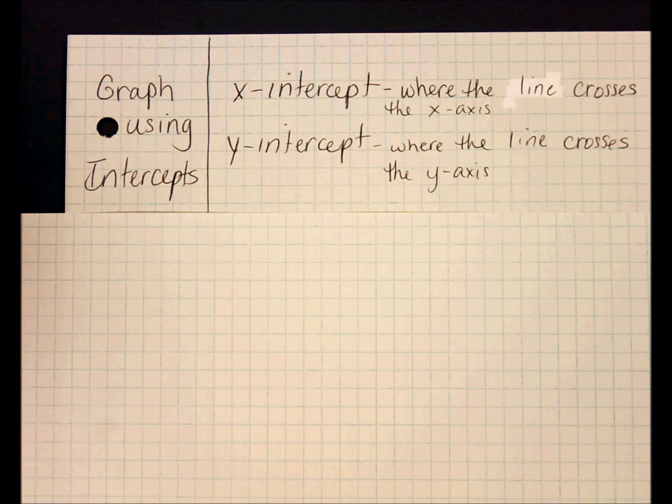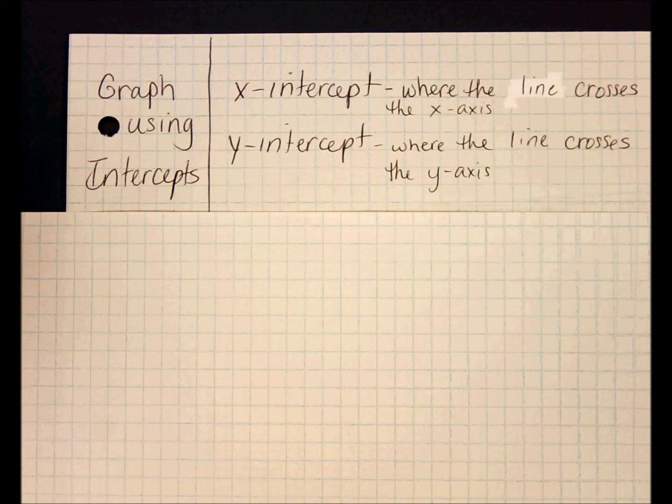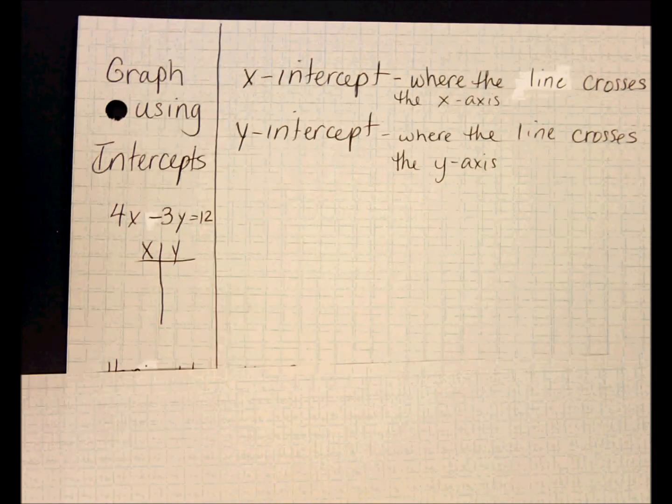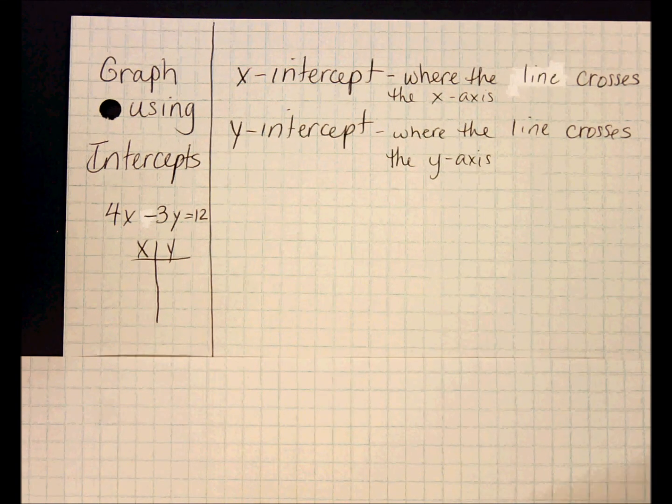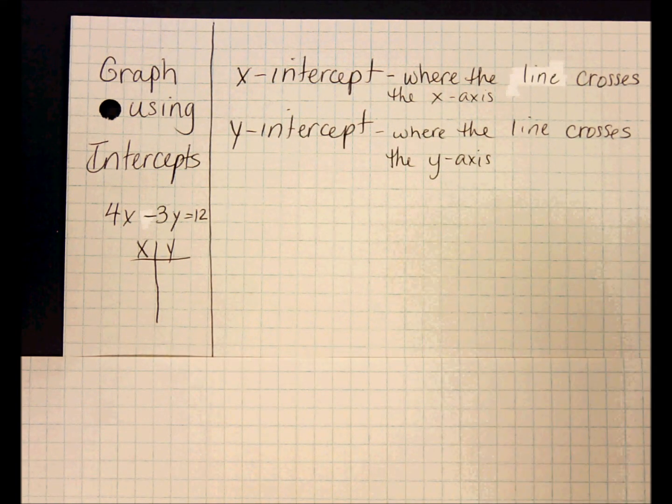All right, so graph using intercepts. You can use the x and the y intercept to graph, and again, you're going to look back in your notes if you don't remember this, and you'll see it. The x-intercept is where it crosses the x line, y is where it crosses the y, and we'll look at how we do that. So let's look at this equation. We have 4x minus 3y equals 12.